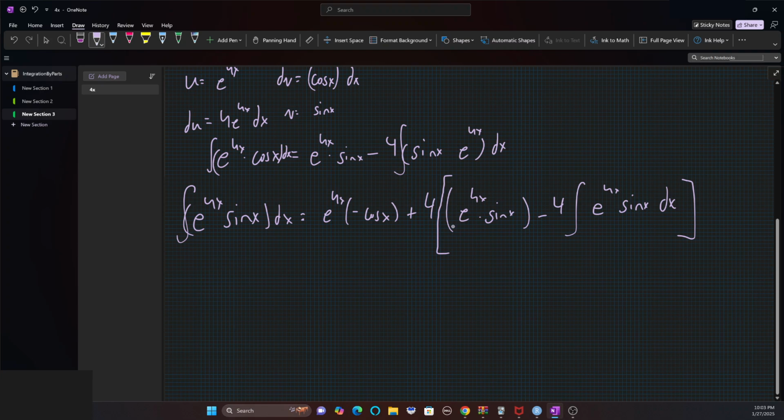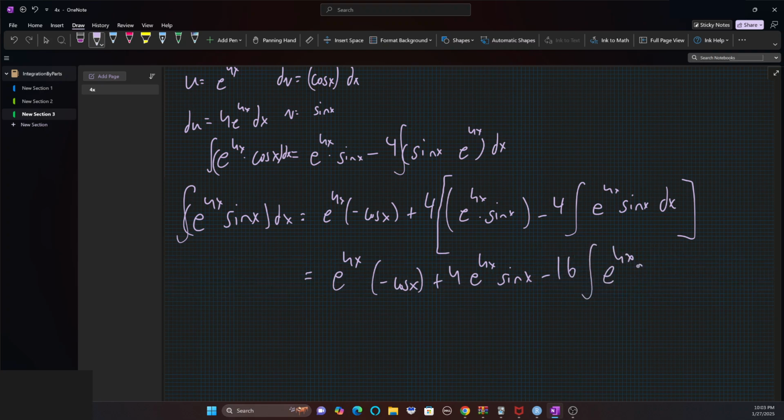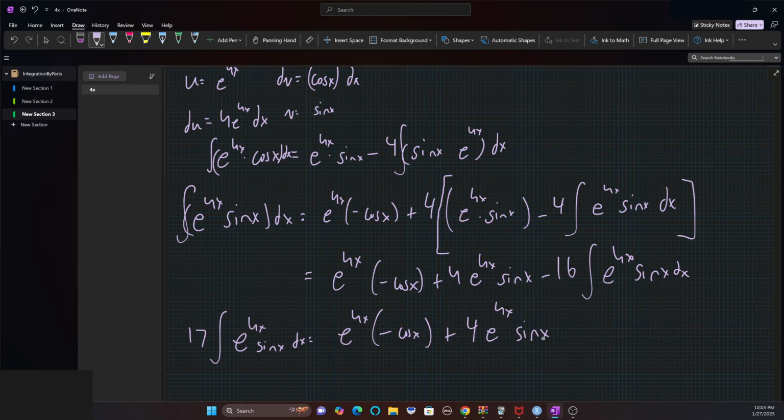Now I just distribute the 4. So that's e to the 4x times negative cosine x plus 4 e to the 4x sine x minus 16 times the integral of e to the 4x sine x dx. I'm going to add 16 times this integral on both sides. So now I have 17 times the integral of e to the 4x sine x dx equals e to the 4x times negative cosine x plus 4 e to the 4x times sine x.